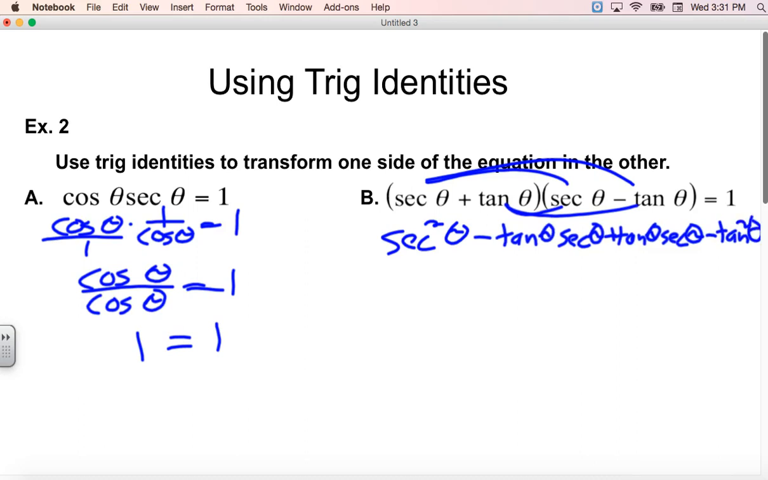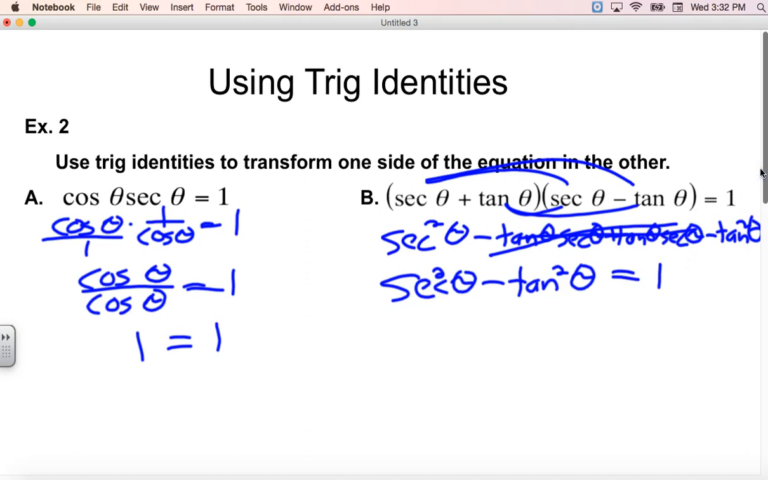All right, so these two in the middle are going to cancel. We've got negative tangent secant plus tangent secant, so those two just cancel out. And I'm left with secant squared theta minus tangent squared theta, and I want to make that equal 1. So I'm going to show that the left side equals 1.